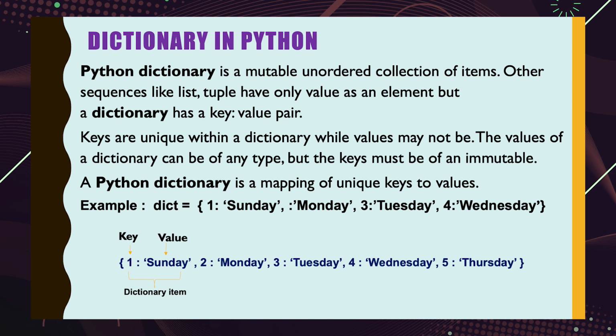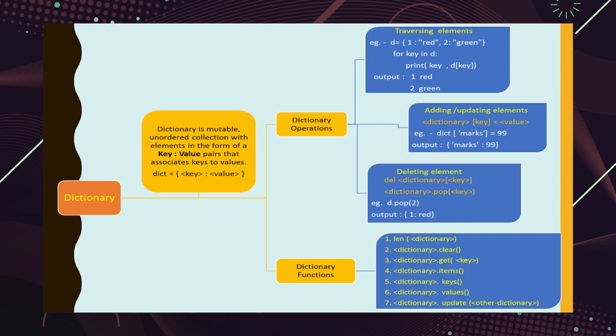See an example. Dictionary named dict contains items where week number is key and weekday is value. In a dictionary, each item can be accessed or traversed using a for loop. Through the assignment operator, an item can be added or updated. The del statement is used to delete an item from the dictionary. Python also provides many functions to work on dictionaries. Let's discuss some of them.